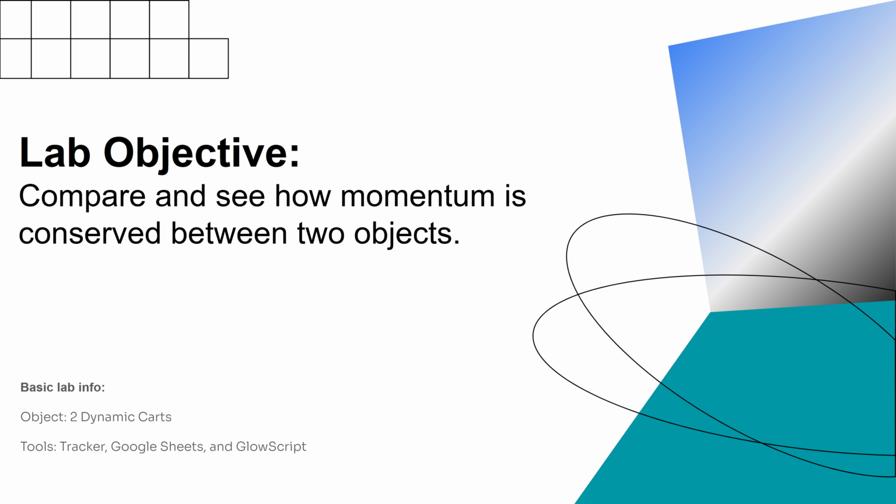Now, the main lab objective was to compare and see how momentum was conserved between two objects in a collision. Some basic lab information before we start is that the objects are two dynamic carts, one that will have initial velocity, while the other is remaining still. Tools that we will use are Tracker, Google Sheets, as well as GlowScript.